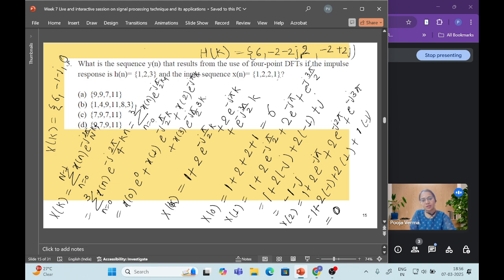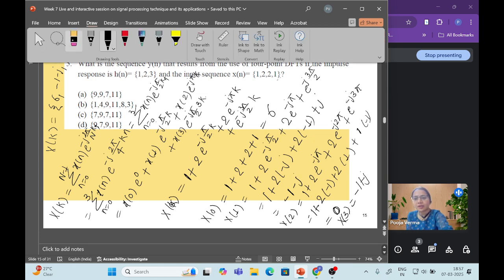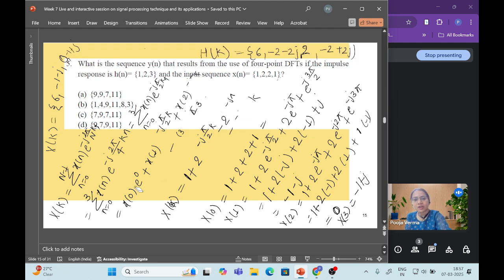Similarly, you will get the X of 3 value. So when you solve this, X of 3 you will get minus 1 plus j. You can check it. Now we have got the X of k and H of k values. Simply multiply these, then take an inverse DFT. I'm removing all those things so you can calculate it again.